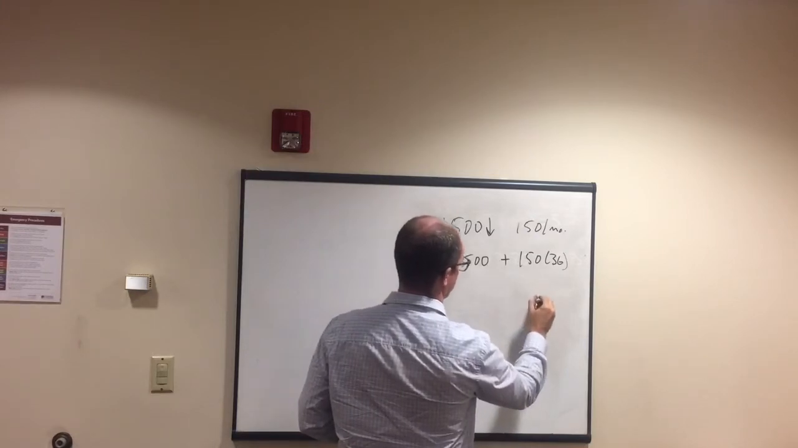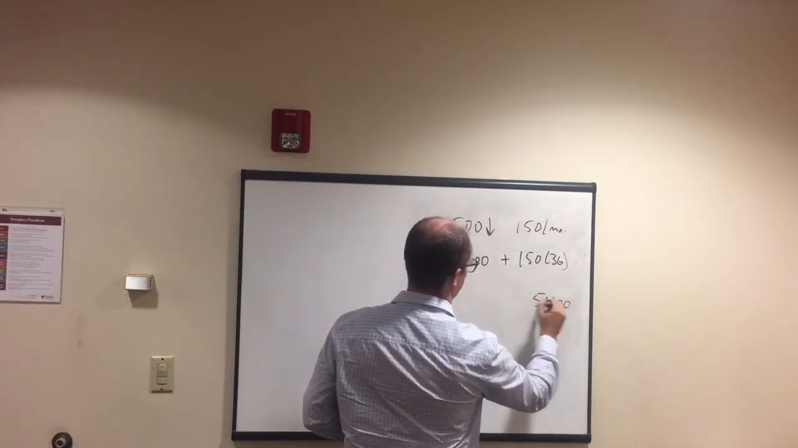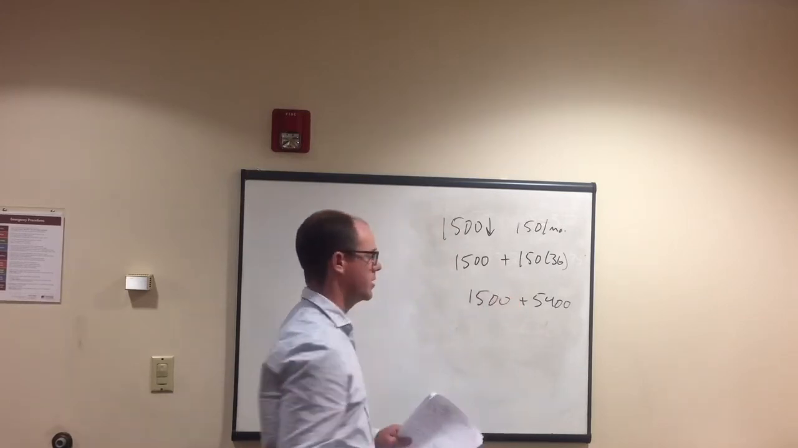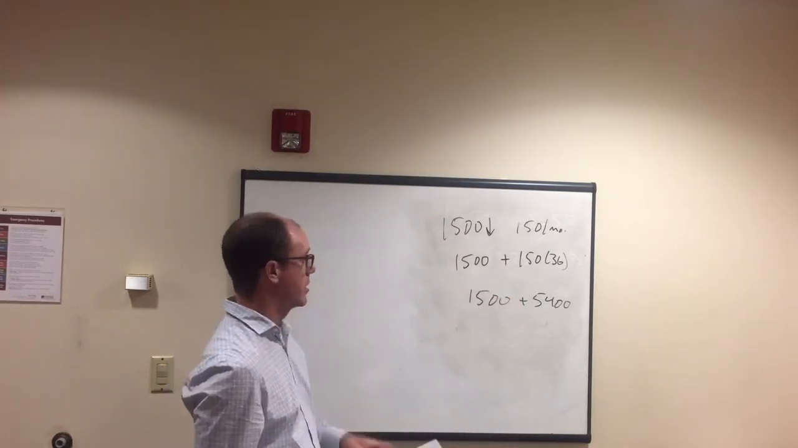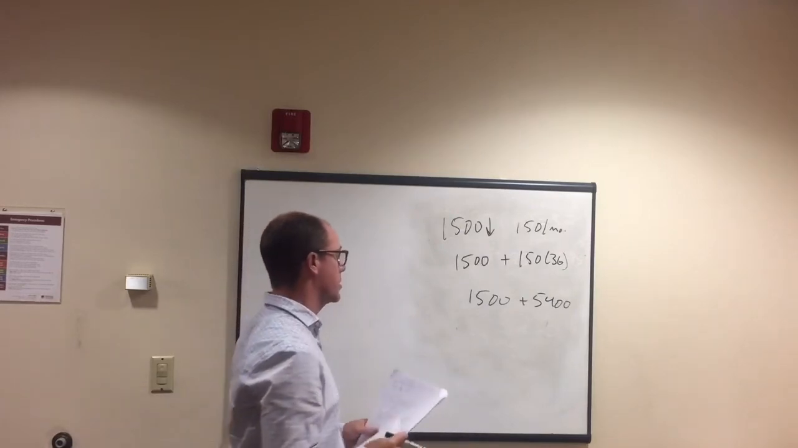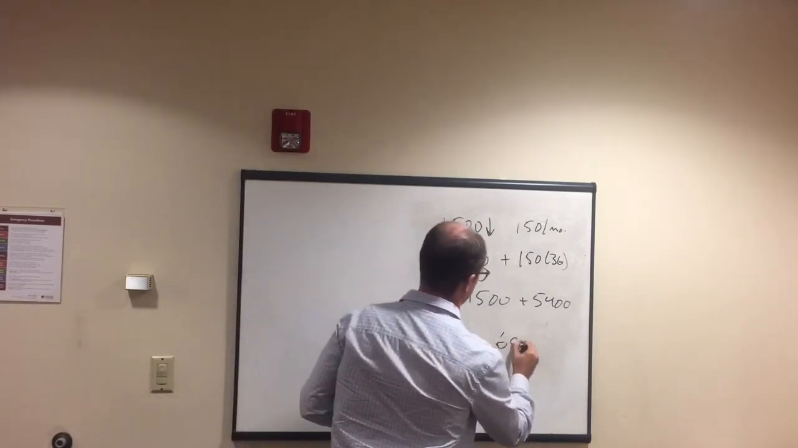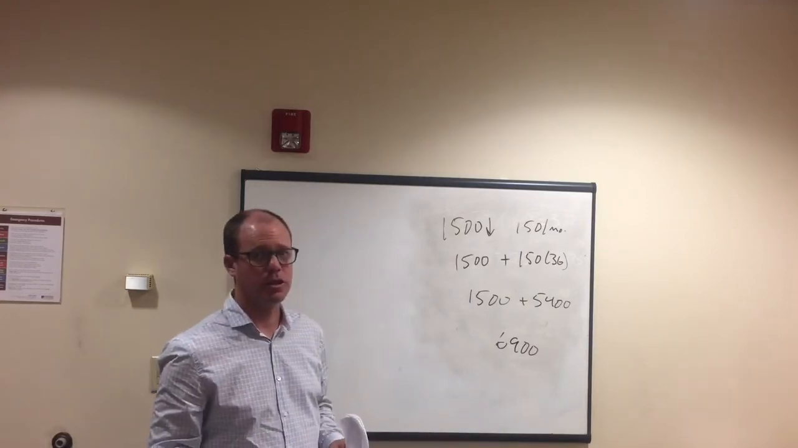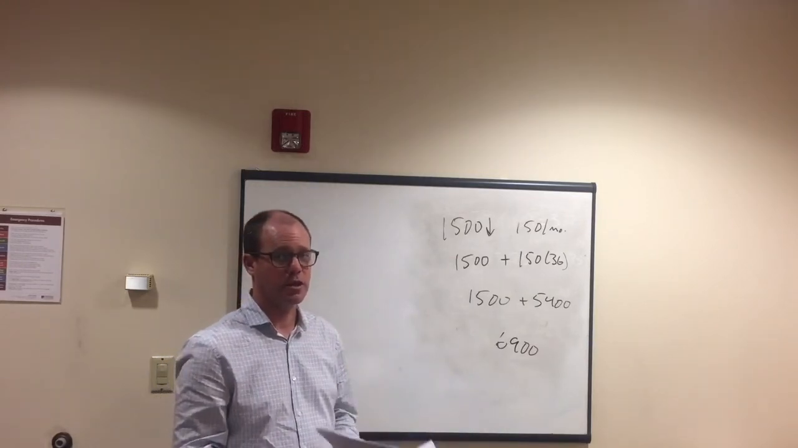150 times 36, 5,400, plus the original 1,500, right? So we have 5,400 plus 1,500, that's 6,900, and that is the total paid over the 3 years for the lease.